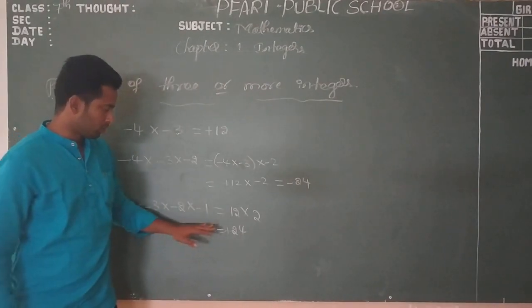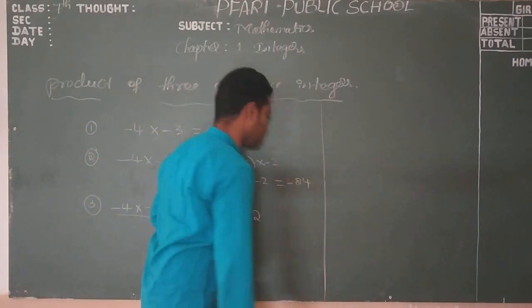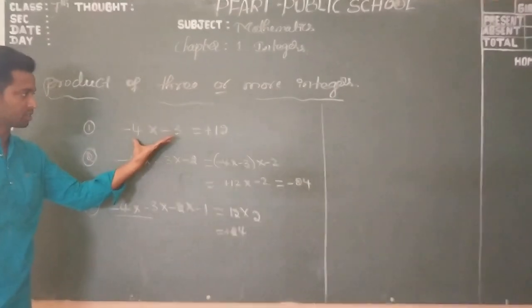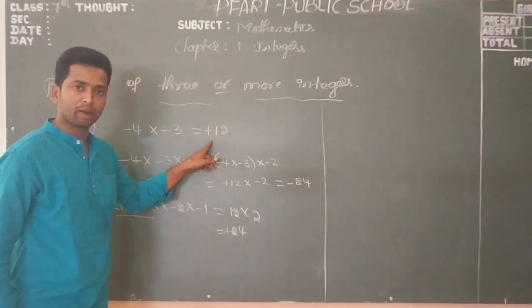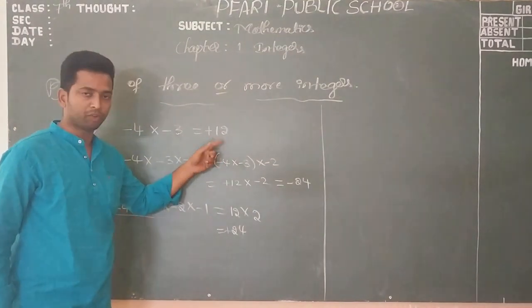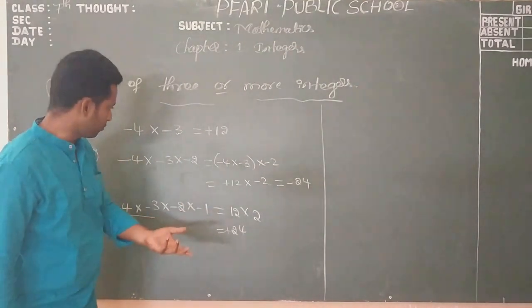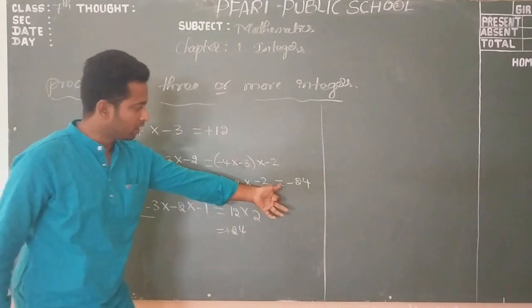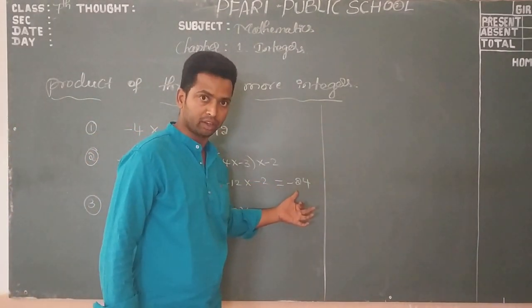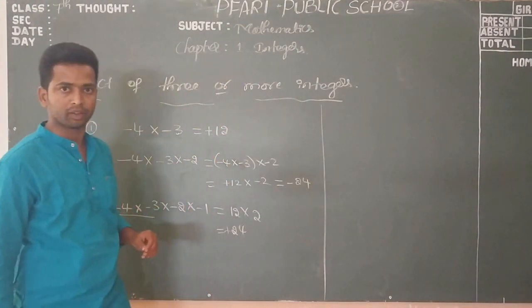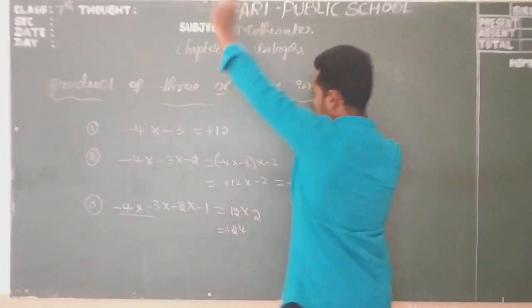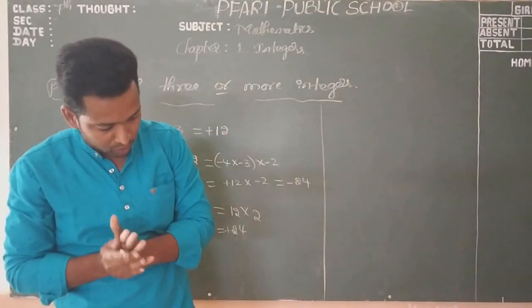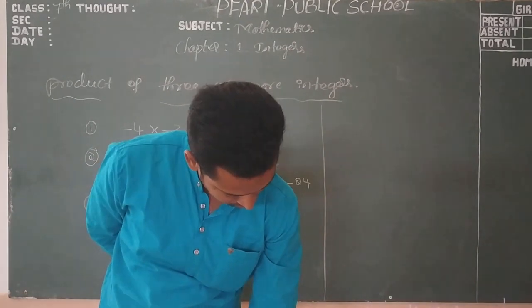Finally we come to the conclusion that if we take an even number of negative integers, then you place the positive sign before their product. If we take an odd number of negative integers, then you place the negative sign before their product. So this is the conclusion. On the basis of this, we are going to solve some problems.